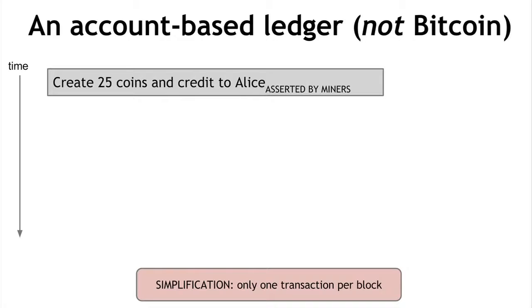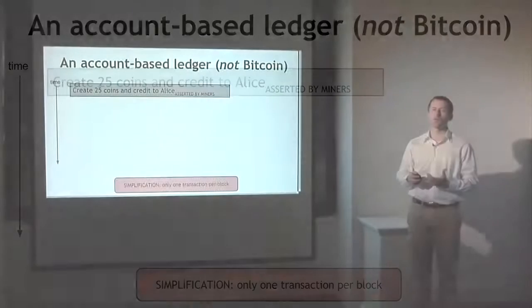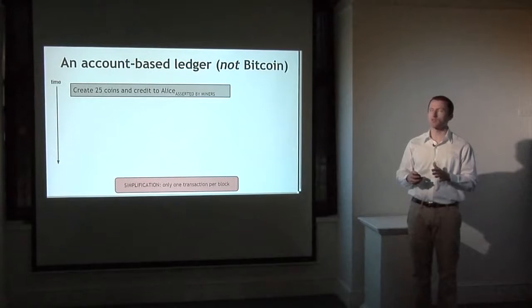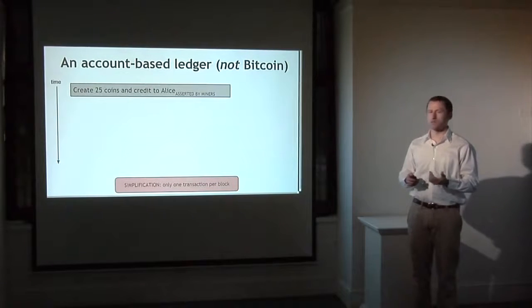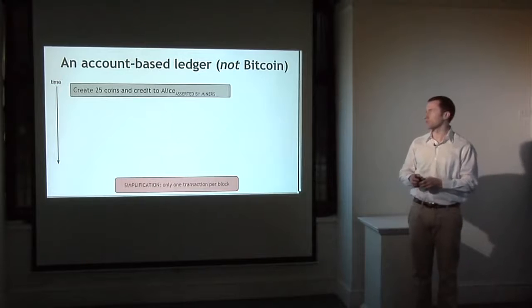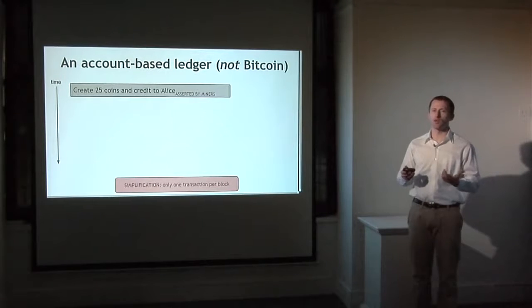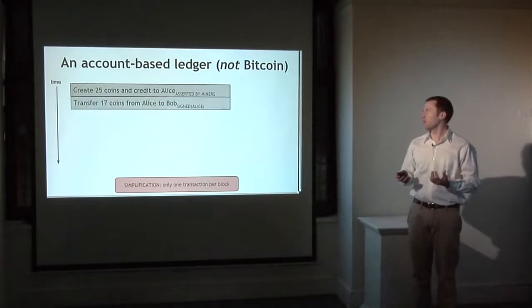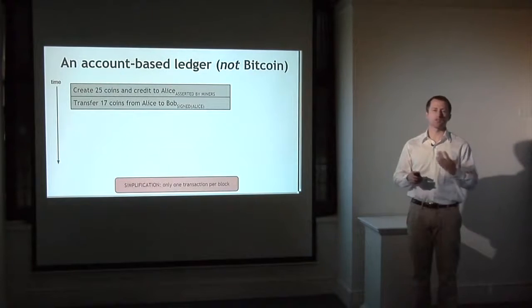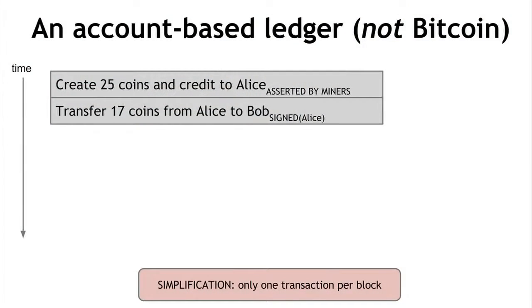The first model you might think of, which is actually a lot of people's mental model for how Bitcoin works, that we'll look at first, is that you'd have an account-based system. So you can add some transactions that create new coins and credit them to somebody. And then later you can transfer them and you just have a transaction that would say, we're moving 17 coins from Alice to Bob. That will be signed by Alice to authorize the transaction. And that's all the information that would be contained.